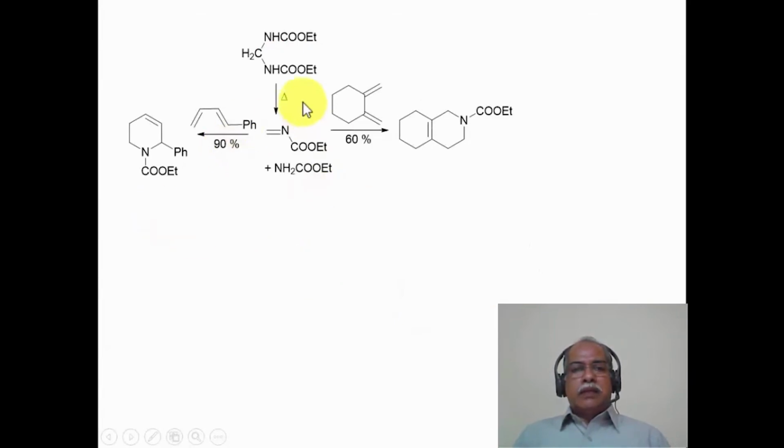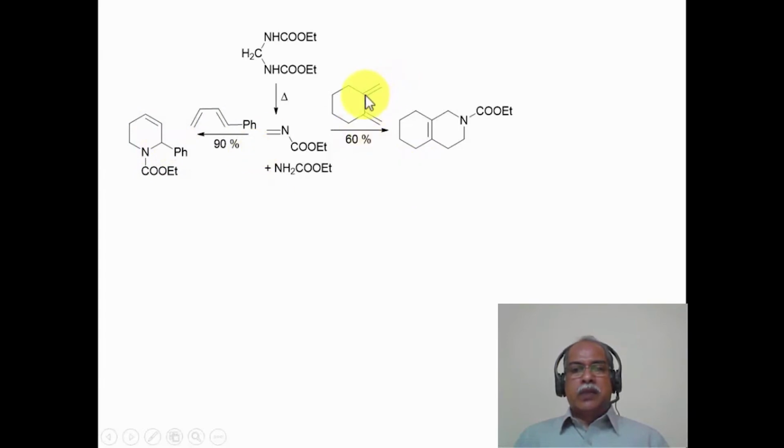Now, in this example, this carbamate is heated initially. The carbamate undergoes the loss of ethyl carbamate in this particular case, resulting in the formation of an imine, which is an ethyl carboxylate substituted imine, and this is essentially an imine carbamide kind of derivative that is generated, and that reacts with 1-phenyl substituted butadiene to produce the corresponding phenyl substituted tetrahydropyridine derivative in this particular case.